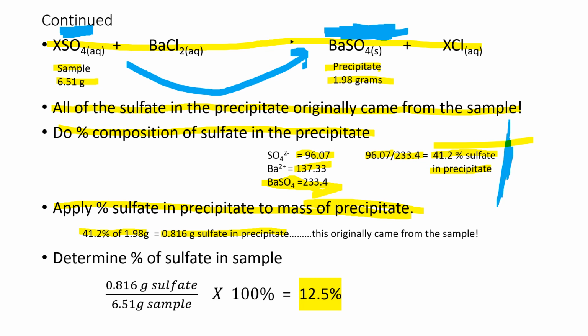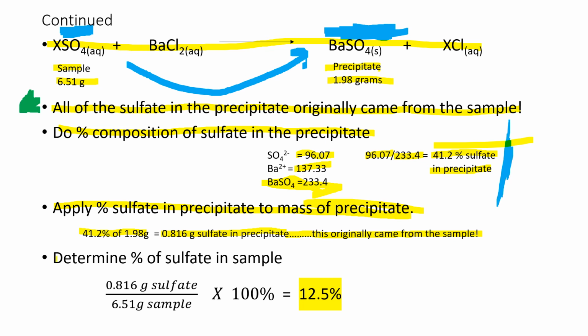Okay? Why is that important? Go back a little bit to, kind of our first point, kind of what I'm showing up here in the upper left in green. All of the sulfate in the precipitate originally had to come from the sample. So if we know there's now 0.816 grams of sulfate in the precipitate, we know that there was 0.816 grams of sulfate in the sample. That's that key part. The sulfate went from the sample to the precipitate. So kind of working backwards, the mass of the sulfate in the precipitate originated from the sample.